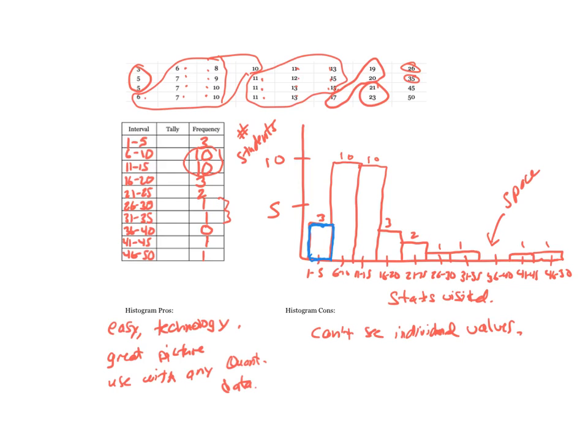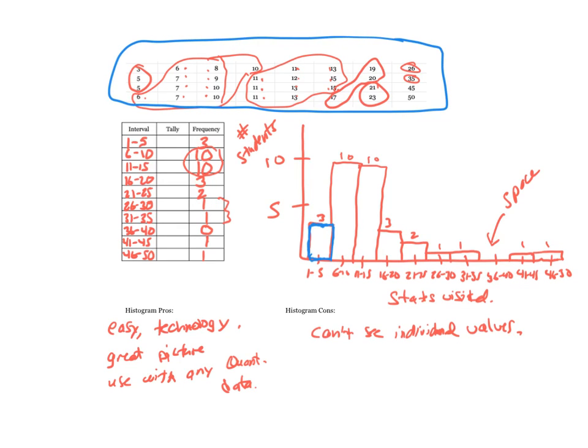So a histogram really gives you a better big picture of what's happening, but the stem and leaf plots actually showed us each individual piece of data. So that is one con of a histogram, that you can't see the individual values. But as long as you had the individual data in the table form above, you could figure out what they were. But that is the one con of the histogram.